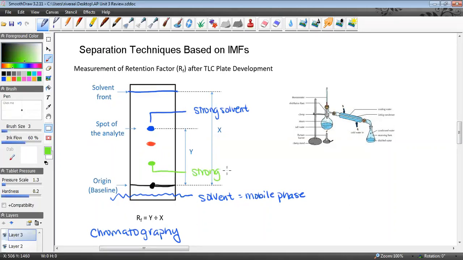Strong, what we call stationary phase attraction. The paper is your stationary phase. So if the paper is nonpolar, I would expect that this green dye is nonpolar, and or more nonpolar than the blue dye. So things that travel far have strong solvent attractions, and things that fall out sooner have stronger paper or stationary phase attractions.